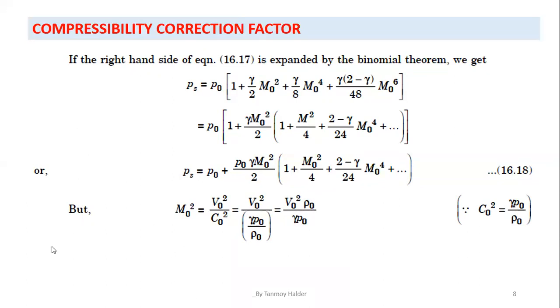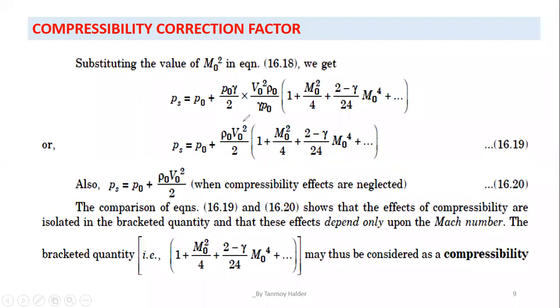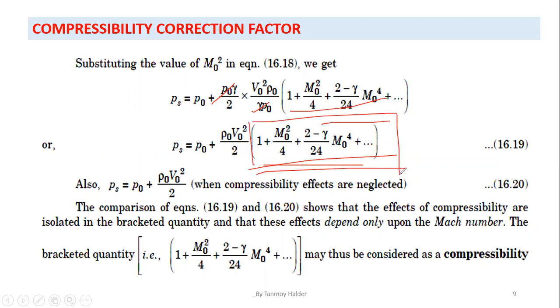Yes, let's see whether I get that or not. Next slide. Yes. So I substituted that. Now suppose this cancels, I get Po plus rho o Vo square by 2, right? And this term, now this term is called the compressibility correction factor. This whole term is called the compressibility correction factor.